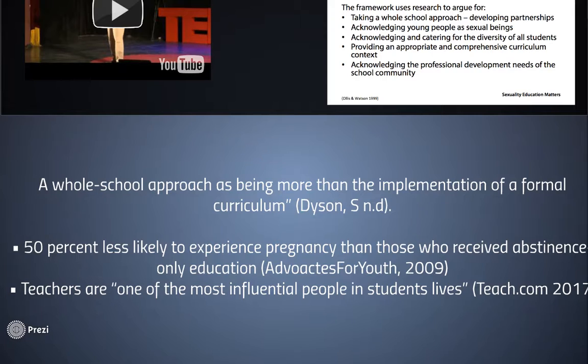Even if the school's approach is abstinence, it is imperative that students still receive all the information so that they can make informed decisions about their lives.